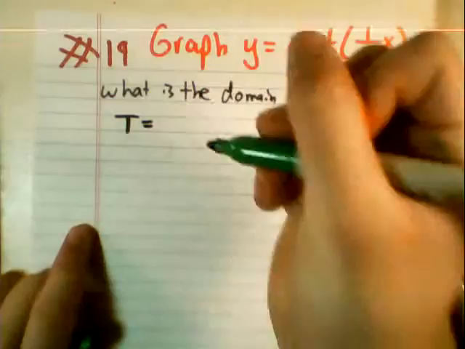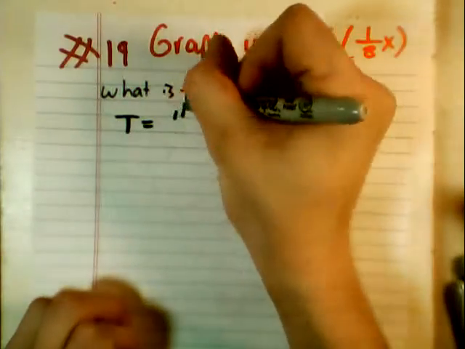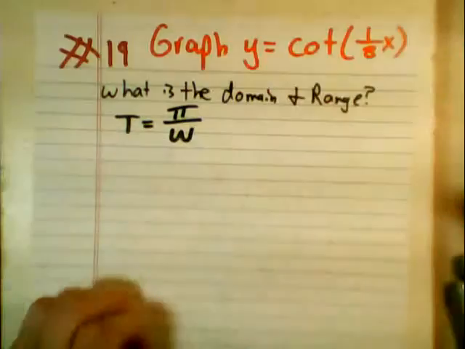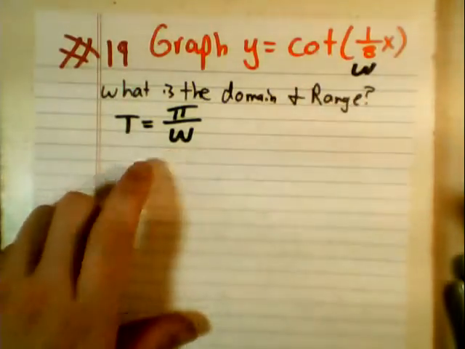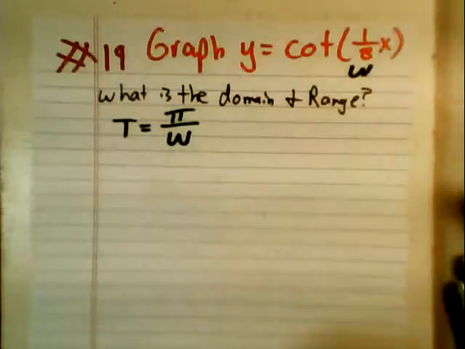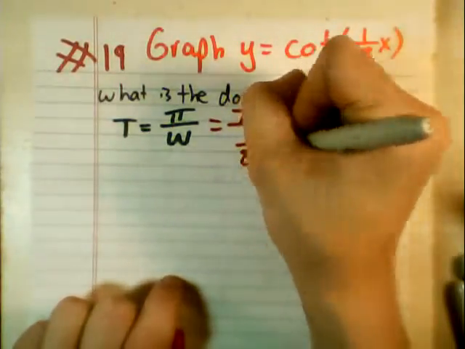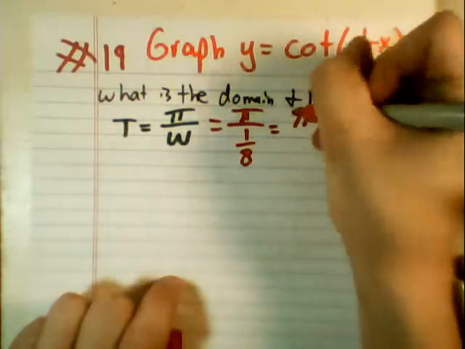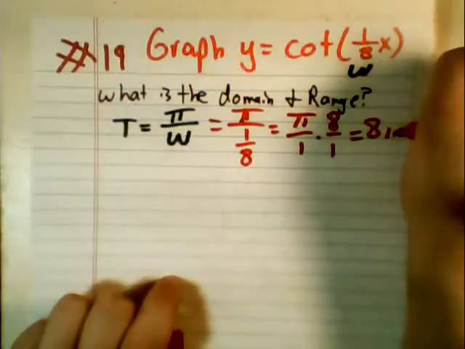To determine the period of tangent or cotangent, use the equation pi over w, where w is found by the value that's being multiplied by your x on the inside. So that means that we have pi over 1/8. When dividing fractions, don't ask why. Let's flip the second number and multiply. So our period is 8 pi.